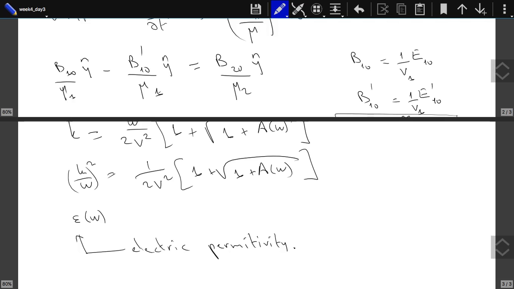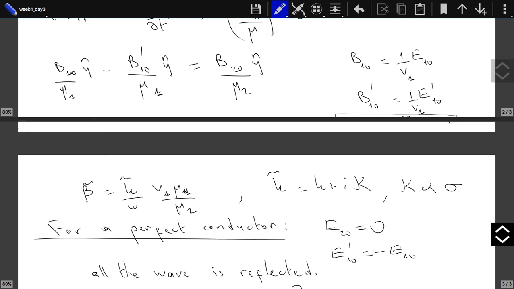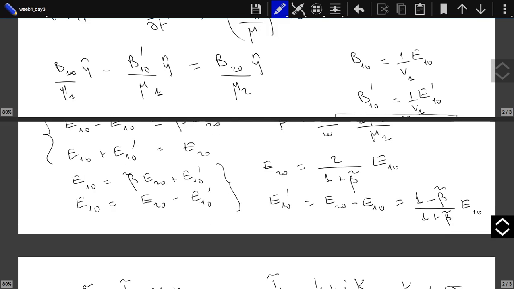Well, you see, the thickness of the metal doesn't really matter. We don't care about that because the electromagnetic field cannot penetrate. You see, E20, the transmitted wave for a very good conductor, is negligible. So whether you have a very thin sheet of metal or a very thick sheet of metal doesn't make any difference. The electromagnetic wave does not penetrate.